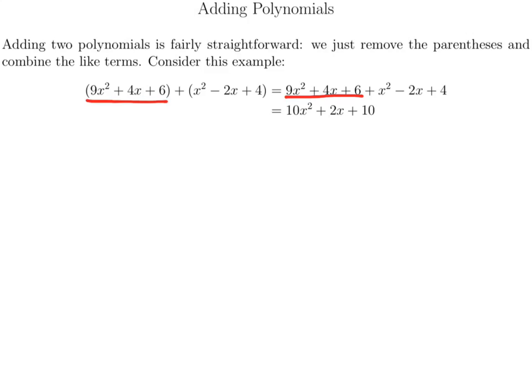Okay, adding polynomials. All you really need to do is drop the parentheses and then add them together. For example, in this first problem, the parentheses around the 9x squared plus 4x plus 6 gets dropped. And then you drop the parentheses around the x squared minus 2x plus 4. And then finally, to get the final answer, you'll add like terms. 9x squared plus x squared is 10x squared. 4x minus 2x is 2x. 6 plus 4 is 10. Done.